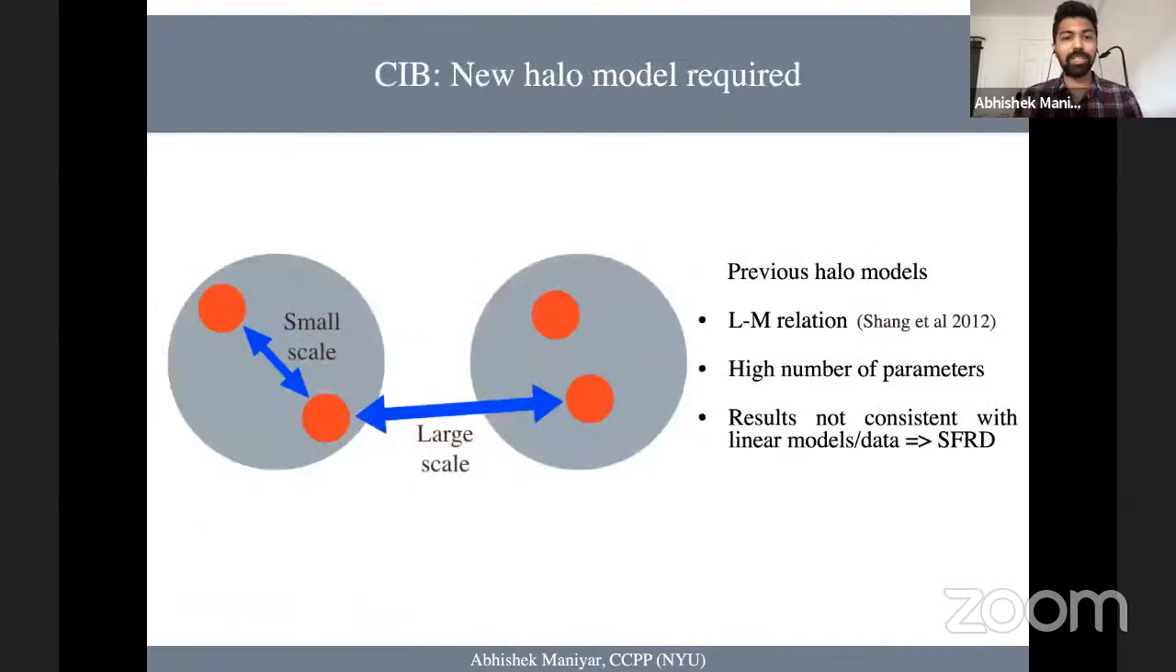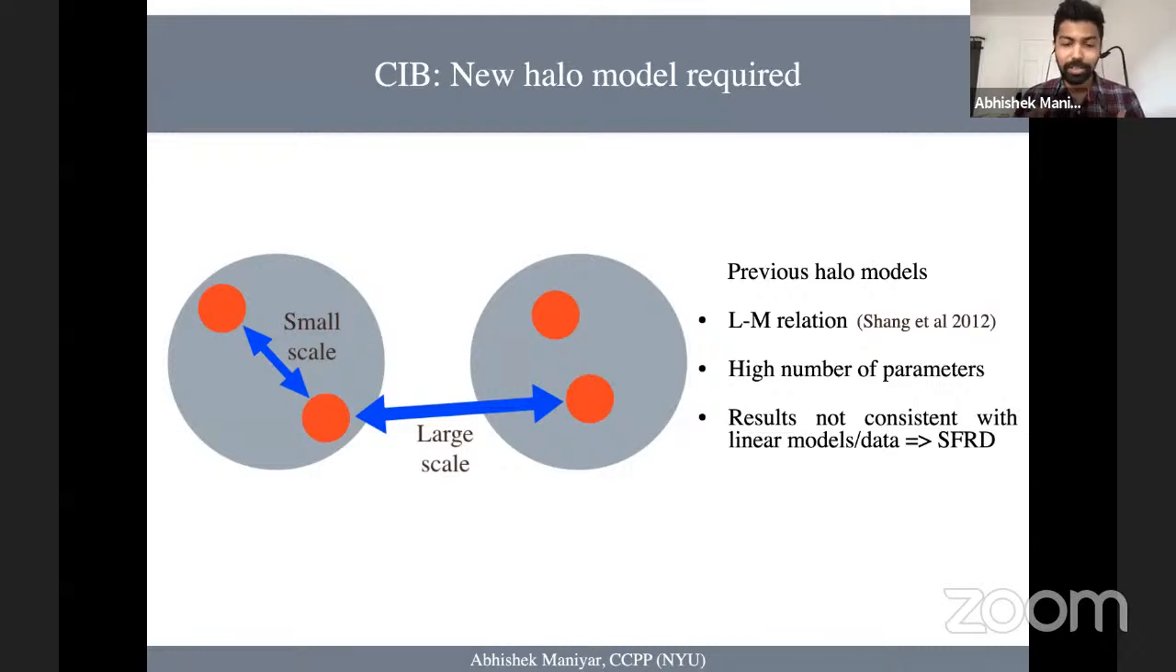So the first step, as I mentioned, is to have a new halo model of the CIB. Now, why a new halo model? Because there are previous halo models which have been developed, but we don't use them because, first of all, they rely on these luminosity to halo mass relations, which don't start from a very physically motivated perspective, and they also have a really high number of parameters.